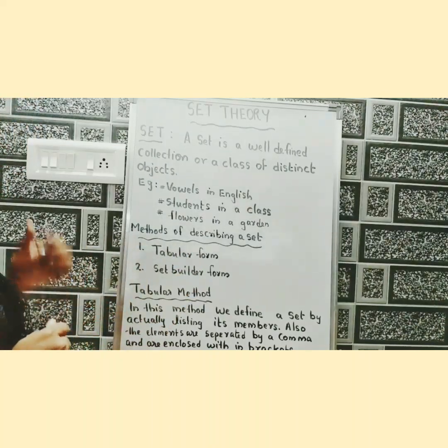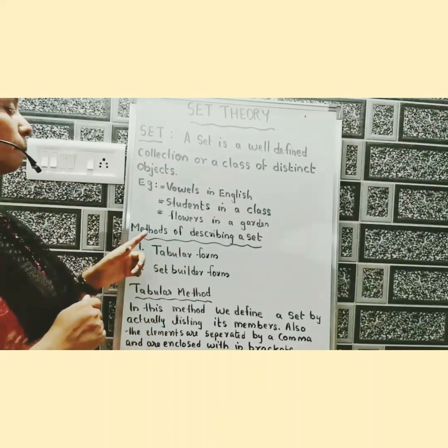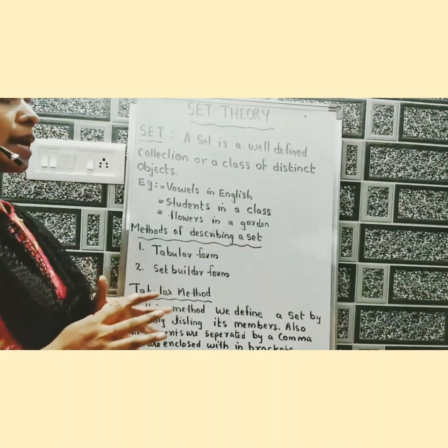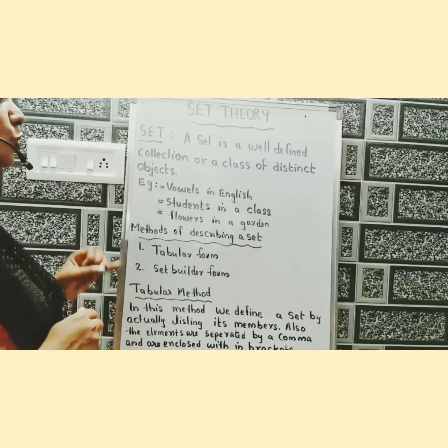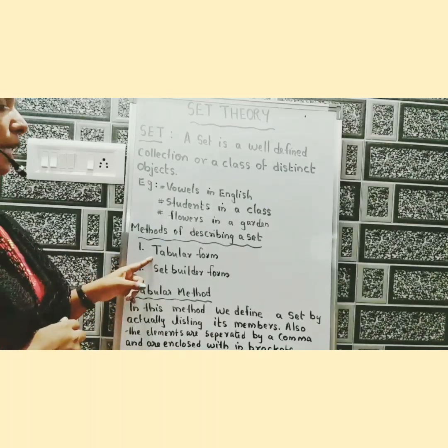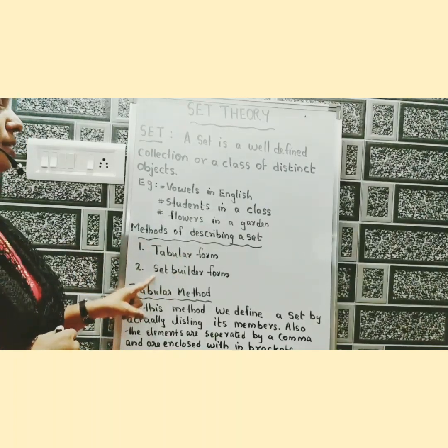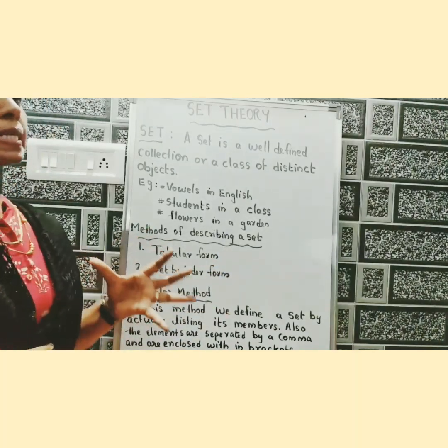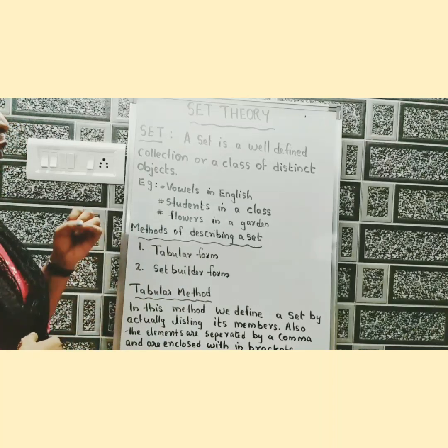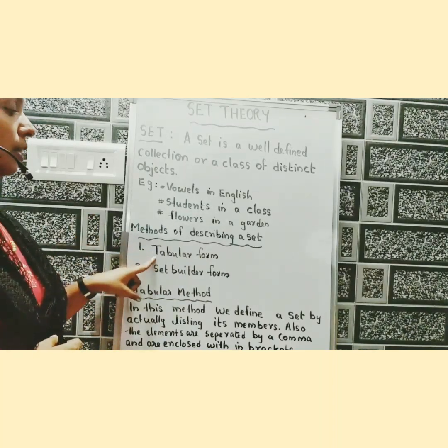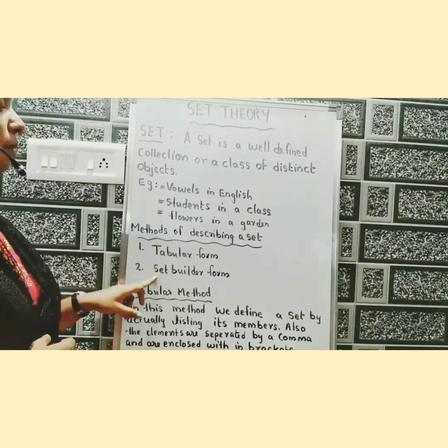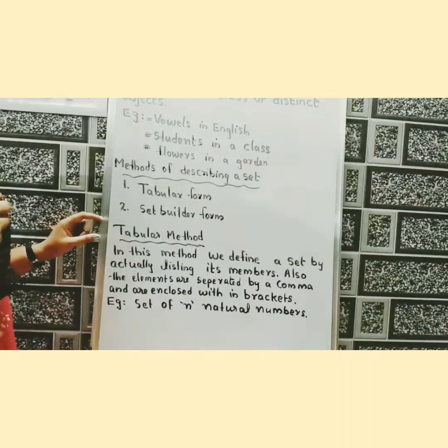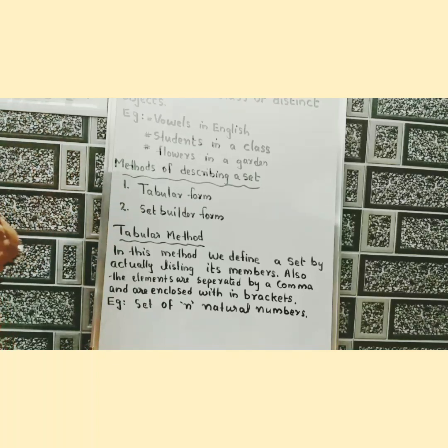Next, we are discussing methods of describing a set. There are two methods. The first one is tabular form. The second one is set builder form. Once more, there are two methods of describing a set: the first method is tabular form, and the second method is set builder form. Clear?